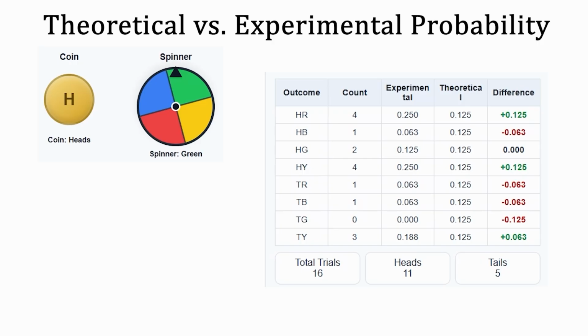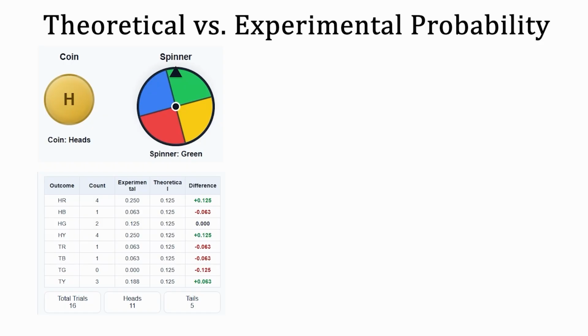When the number of trials is relatively small, as is the case here, randomness can have a significant effect on the results. Experimental probabilities often differ from theoretical probabilities because chance plays a larger role when only a few trials are performed. So what happens if we increase the number of trials? Well, the experimental probabilities move closer to the theoretical probabilities.